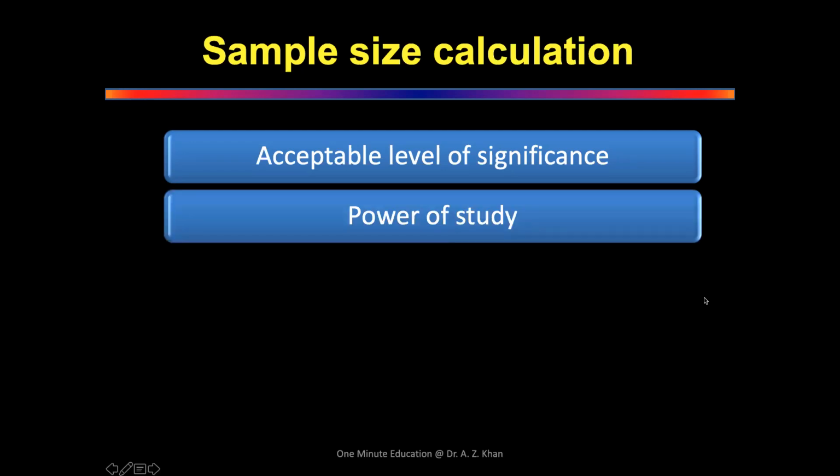You just said that. You said power of the study. Okay, power of the study. Fine. What else do you want to look into before the sample size calculation? Prevalence of any disease or factor, sir. Prevalence. Okay, good. What else?